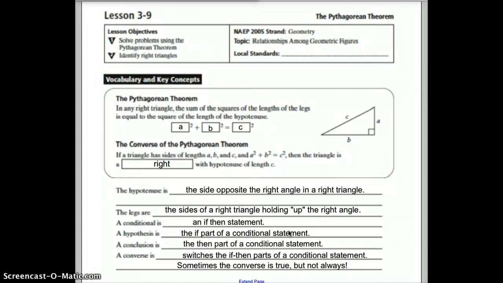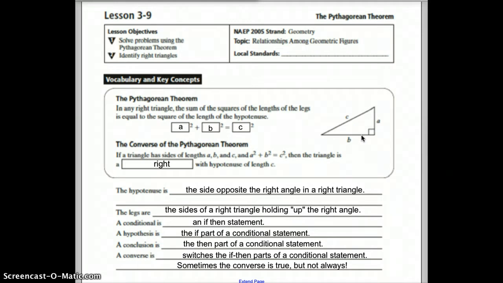Okay, now what is a hypotenuse? The hypotenuse is the side opposite the right angle. So if you have this drawing here, here's our right angle. So the side opposite that is always going to be the hypotenuse, which is c. It's always going to be the longest side. Legs, you've got two of them, right? And they're holding up the right angle. So those are going to be your legs.